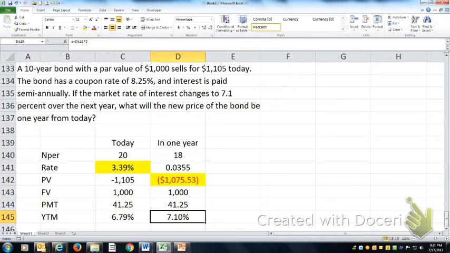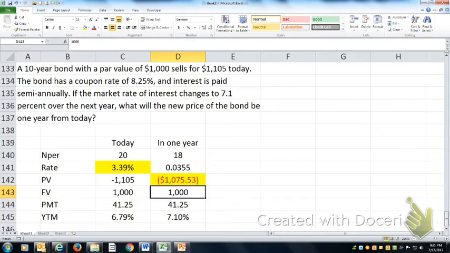Remember, if interest rates go up, bond prices go down. But since the interest rate has changed, it'll change the value of the bond. So 1 year from now, this bond, assuming that this is correct, the bond a year from now will have 9 years to go with 2 payments a year.